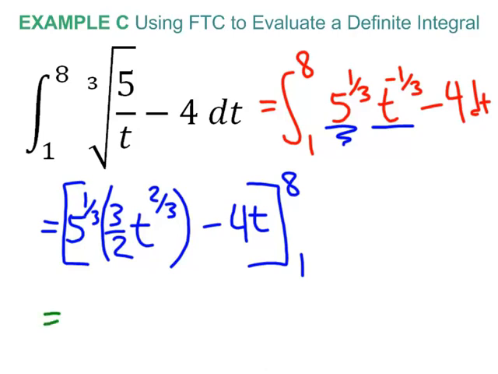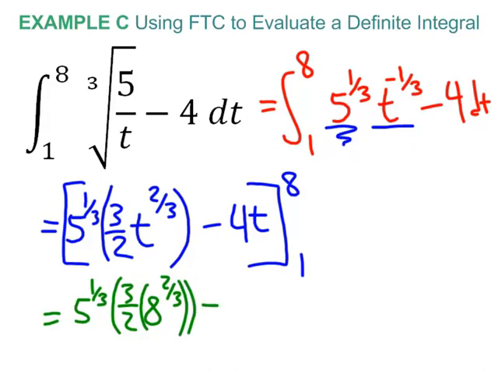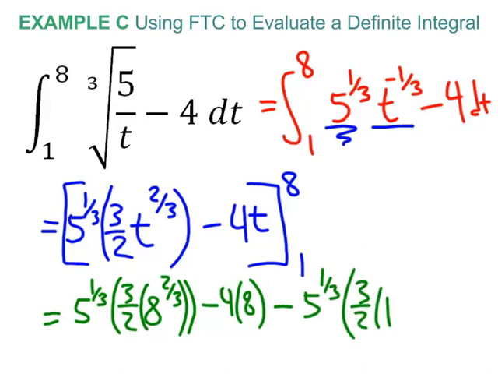And again, that 5 to the 1/3, it seems to make students uncomfortable that we can't simplify that or it doesn't go away, but we just have to deal with it. 3/2, 8 to the 2/3. Let's see, I need another closed parentheses, don't I? Minus 4 times 8. And again, I'm just going to do my preference of distributing this minus sign. So minus 5 to the 1/3, and then 3/2, 1 to the 2/3, and then minus 4 times 1.